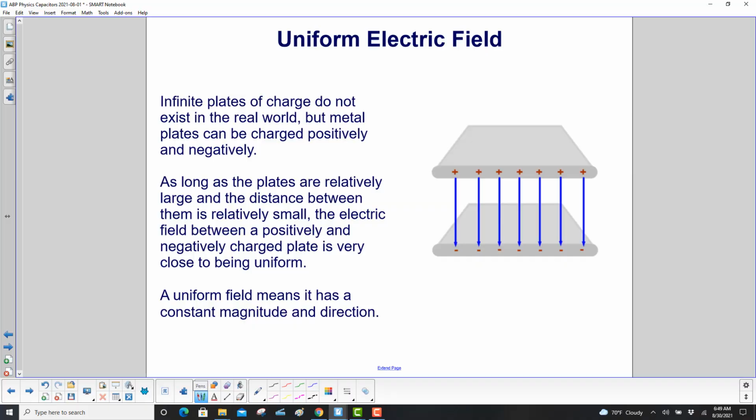Infinite plates of charge do not exist in the real world, but metal plates can be charged positively and negatively. And as long as the plates are relatively large and the distance between them is relatively small, the electric field between a positively and negatively charged plate is very close to being uniform. And once again, a uniform field means it has a constant magnitude and direction, which is why these lines are shown equally parallel to each other. They have the same length and they're all pointing in the same direction.